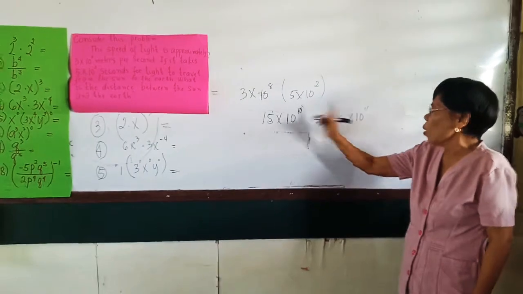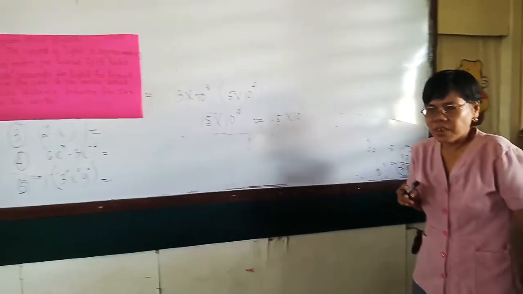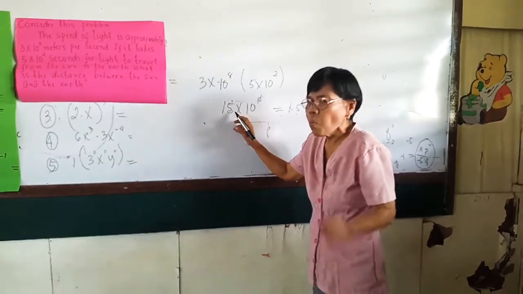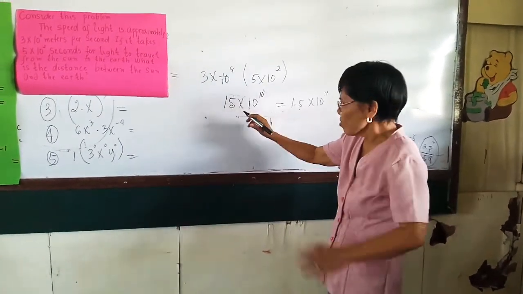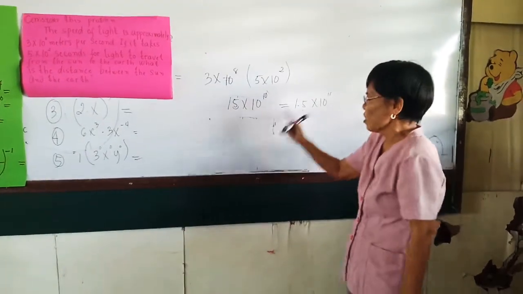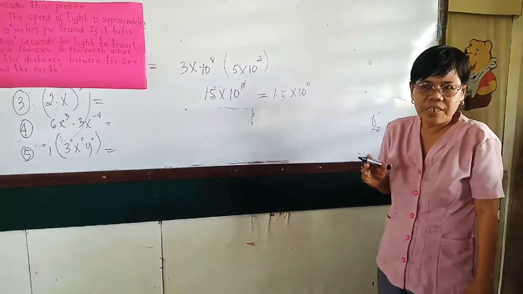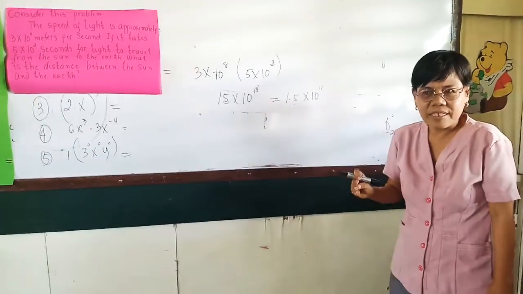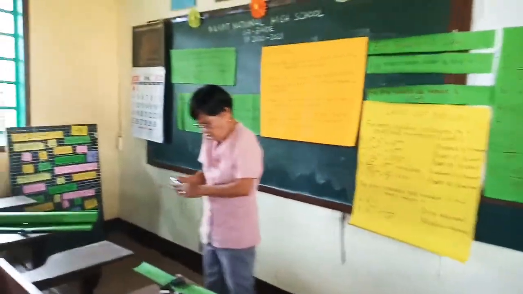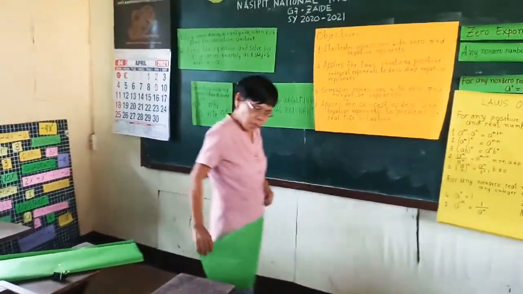Why is it 11? Anybody here? Oh yes, very good, because you move 1 unit to the left, so it becomes positive. So therefore, you add 1 to the exponent. That is why it becomes 11. Did you understand? Okay, again, very good. Any questions so far?